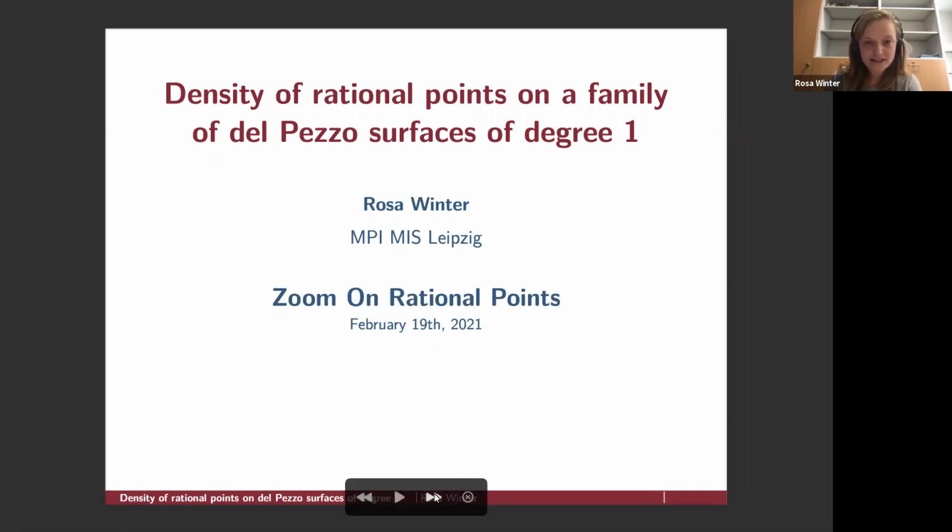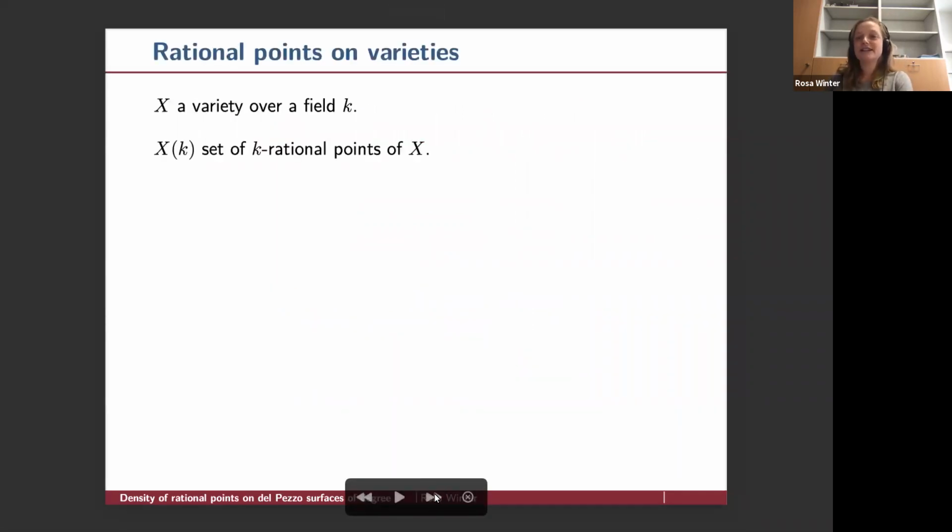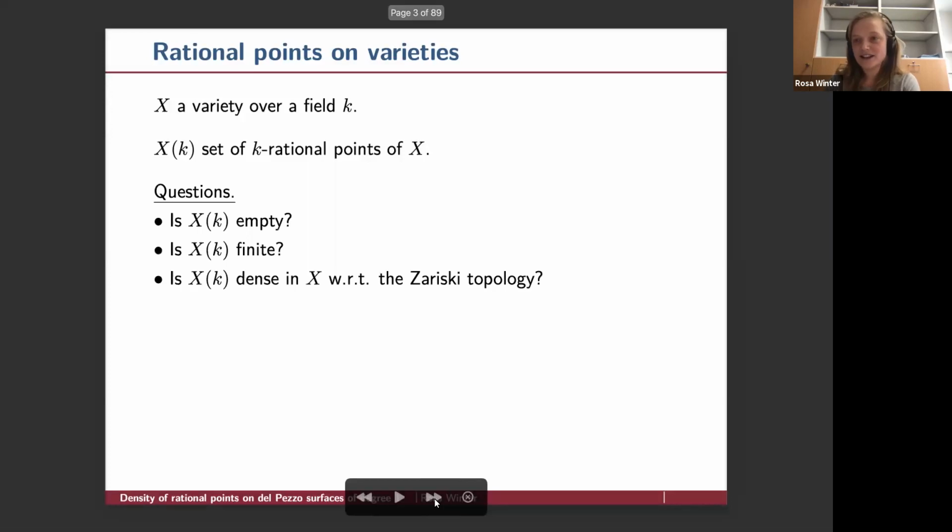The setting that we're in is we have a variety over a field and we want to study its set of k-rational points, X(k). Questions that are often asked about the set: is it empty? Is it finite, infinite? And if it's infinite, is it then dense with respect to the Zariski topology? The latter is what I will focus on, density of the rational points.